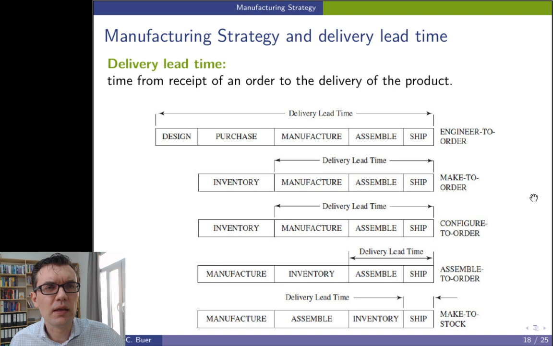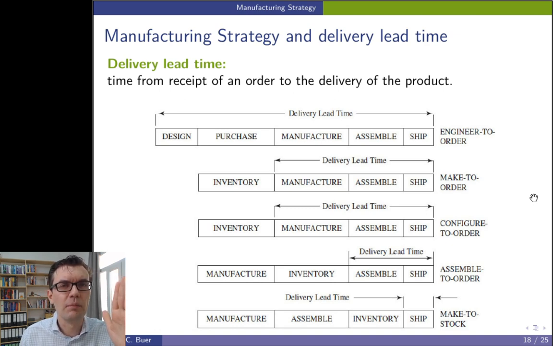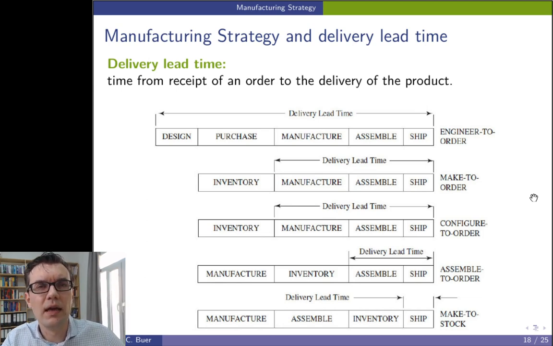Every strategy is characterized by the delivery lead time, and just to remind you, the delivery lead time is the time it takes from receiving the order by the customer until the product or the service is available and delivered to the customer. And on this graphic you see the different process steps that are included in this delivery lead time and therefore impact the delivery lead time.